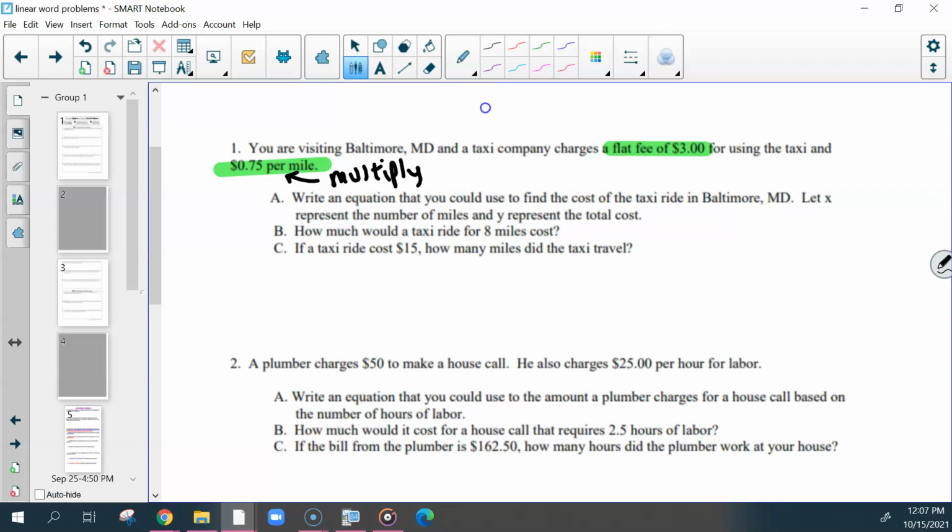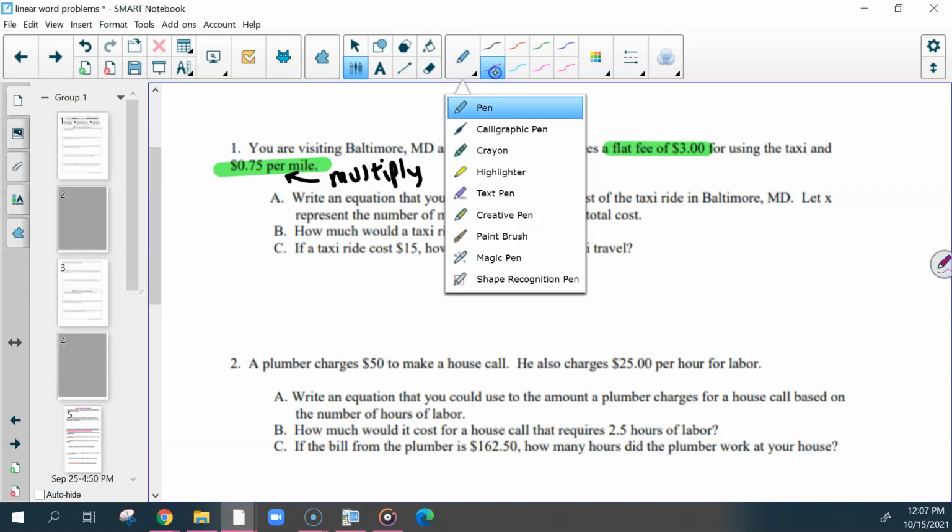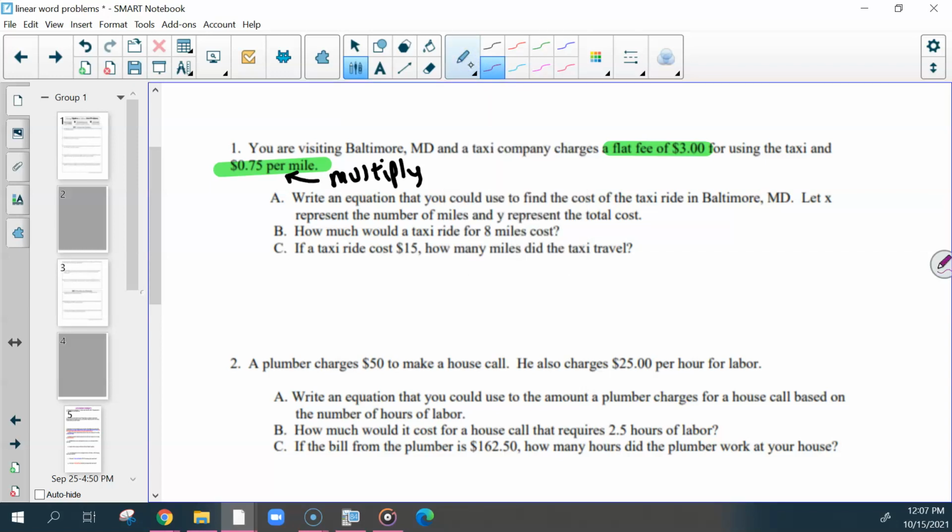Sometimes these will give you a variable to use. Sometimes you'll have to make up one. So for part A, you have to write an equation to find the cost of the taxi ride. It tells us that X represents the number of miles, and Y represents the total cost. So we don't have to define a variable, it told us that information.